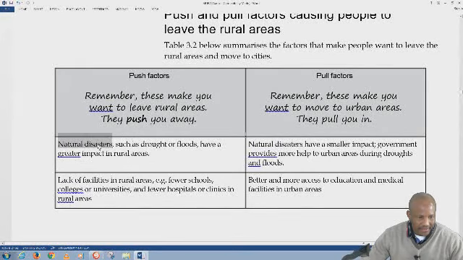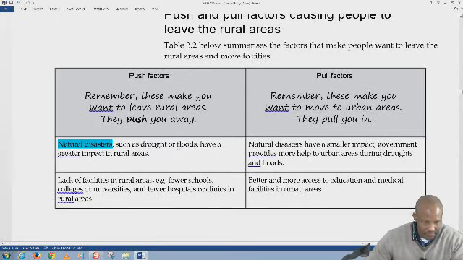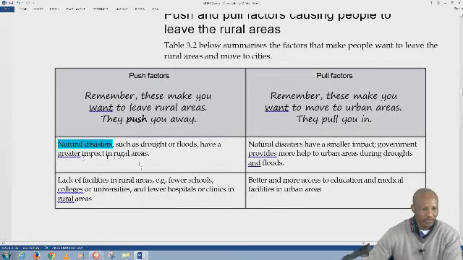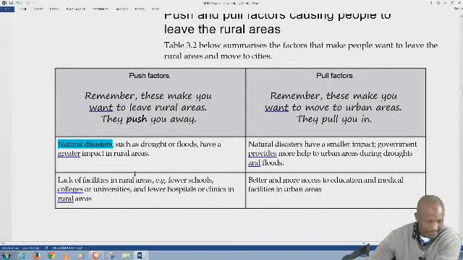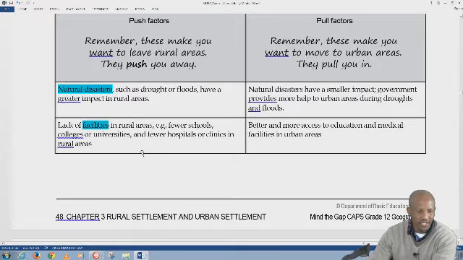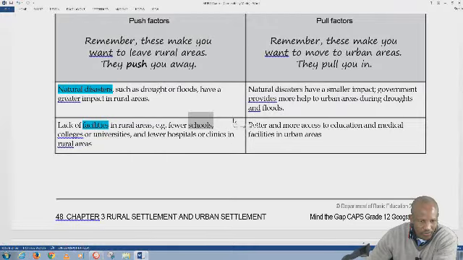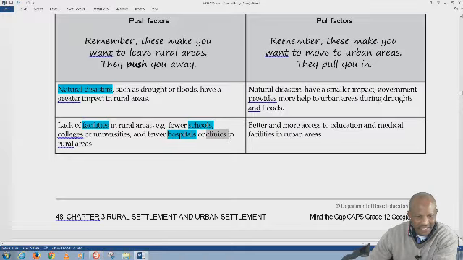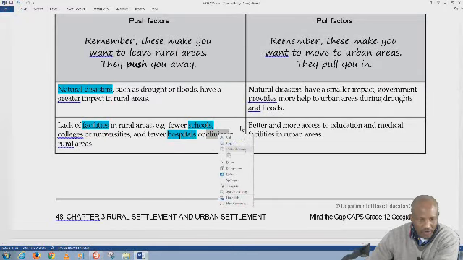Number one, they are being pushed by natural disasters. That will include your drought, your floods, and even greater impact on the very same rural areas. The second one will be lack of facilities in rural areas. It will also force people. Facilities will include what? Your schools, you find them to be very few. Your universities, your hospitals, you find them to be very few. You'll also find that there's a lack of entertainment. Your clinics and your hospitals will fall under your health.